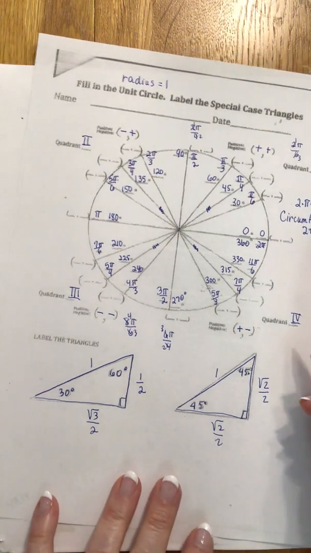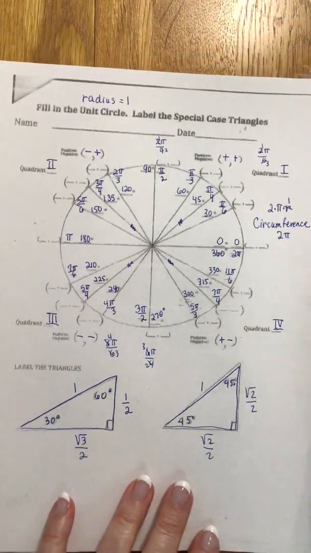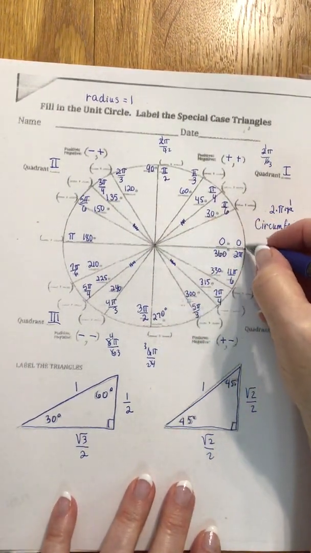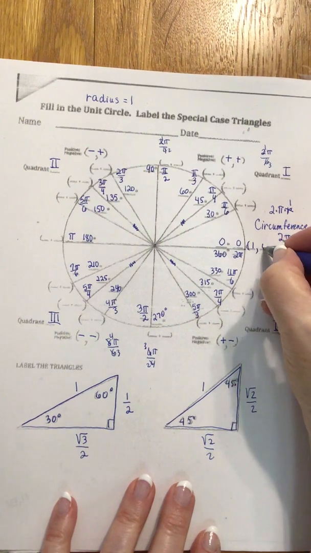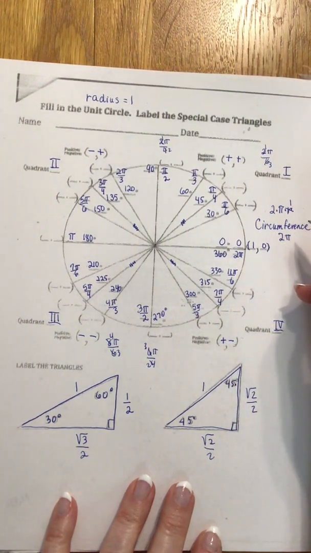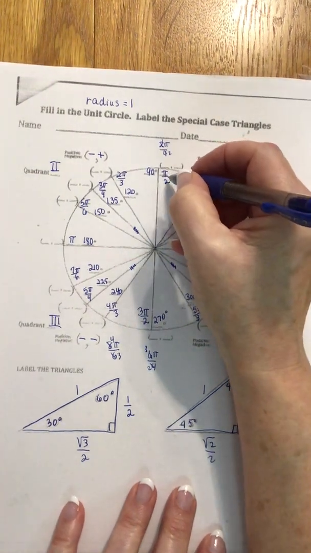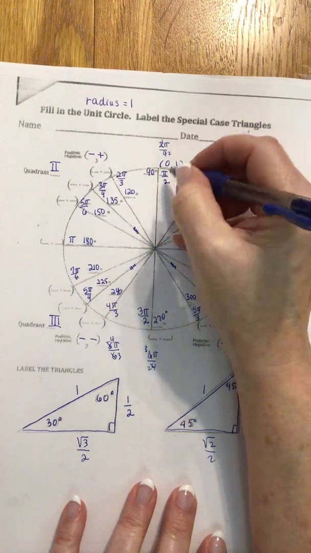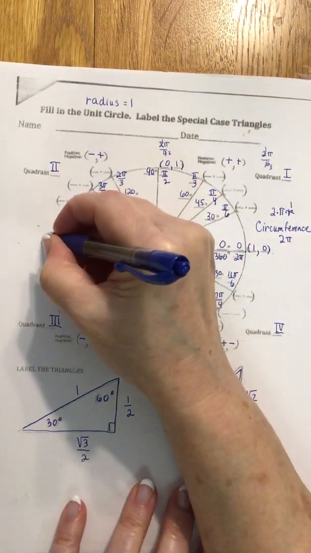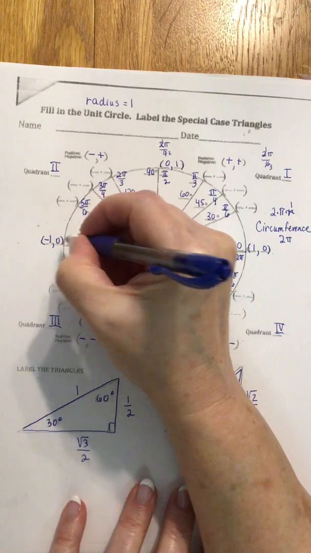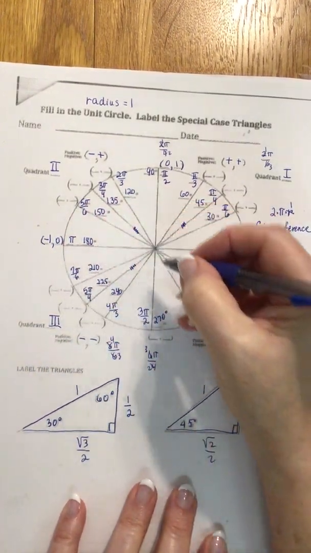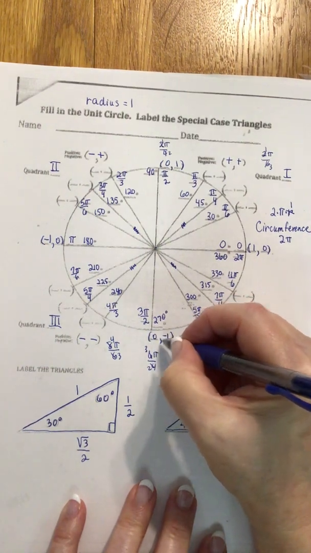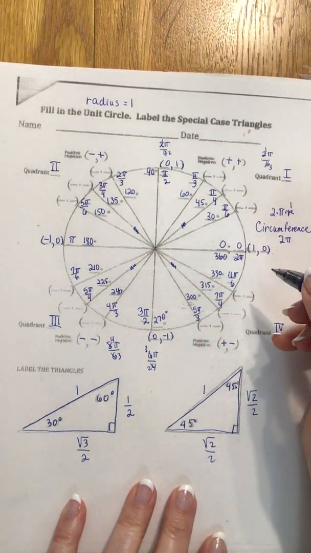Okay, now before we use the special case triangles though, we're going to fill in the ones that are on the quadrants. So this one right here, I would go out 1, but I wouldn't go up or down, so I'm going to have 1, comma, 0. 90 degrees and pi over 2, we're not going left or right, so we get 0, comma, 1 because we go up 1. This one over here, negative 1, comma, 0 because we're going left 1, but we don't go up or down. And this one down here is going to be 0, comma, negative 1 because we're going down, but not left or right.